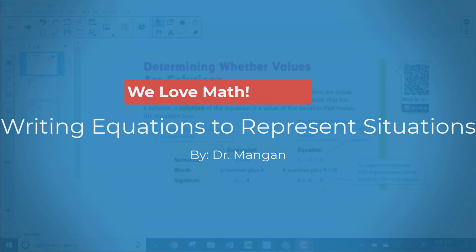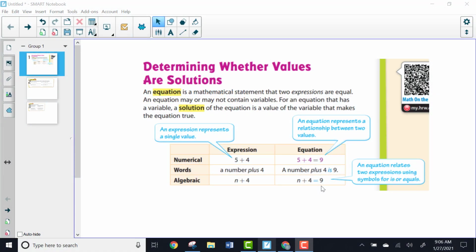Hello everyone, in this video we are going to take a look at how you write equations and determine whether a number is a solution of an equation. What you'll need to do is get out your Go Math book, your math journal, and a pencil. A calculator would be helpful as well. And turn your Go Math book to page 297.